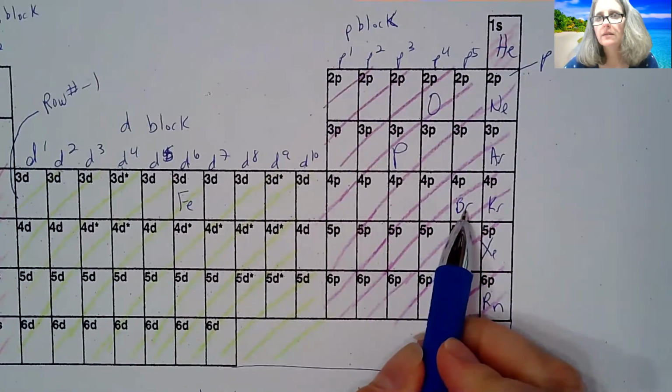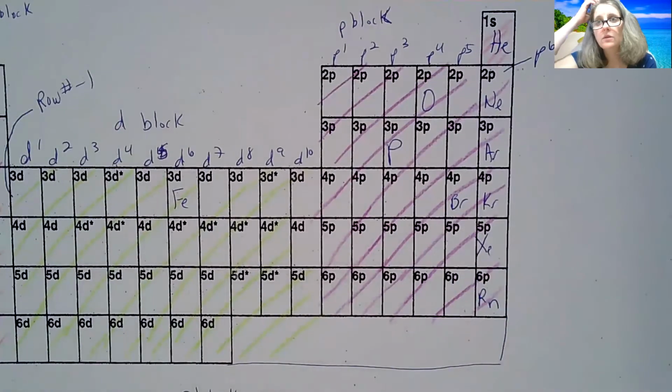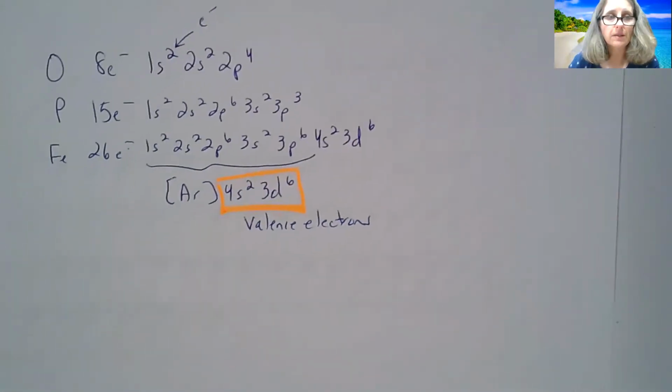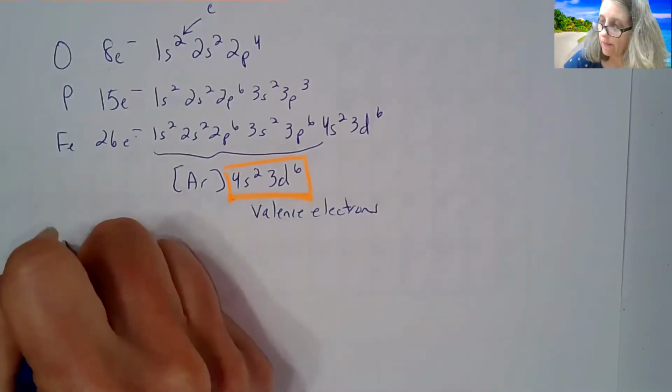So see if you could write the electron configuration of bromine, the full one, and then write the noble gas configuration. So give yourself a pause, pause the video and see if you could write it. I'm going to start writing it now.